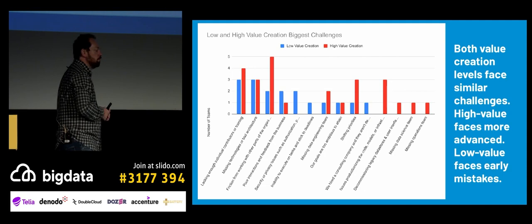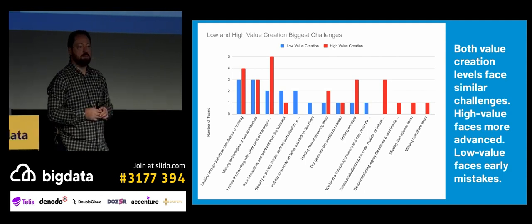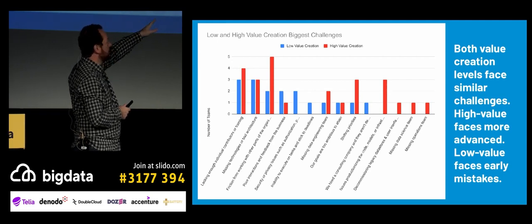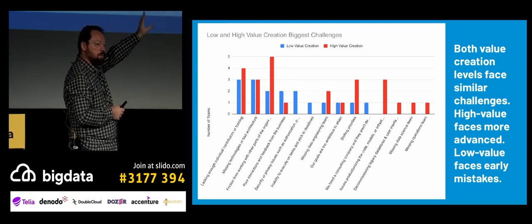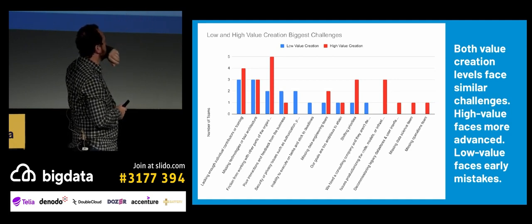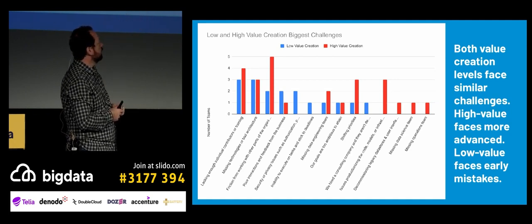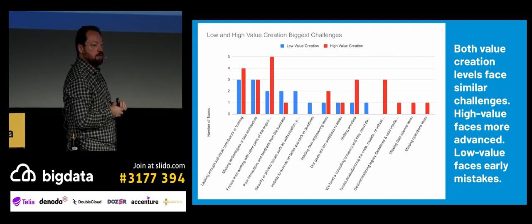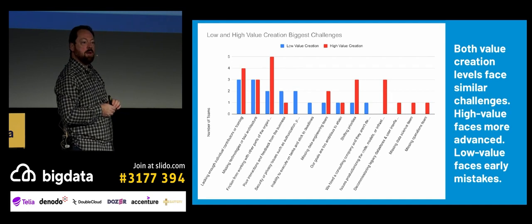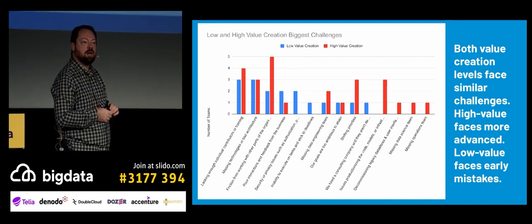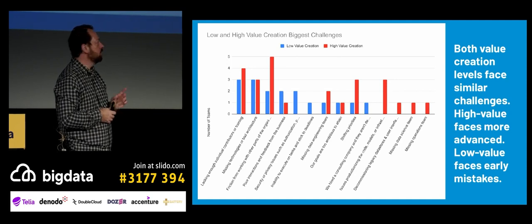So one of the important parts to this that I want people to understand and realize is that low value creation and high value creation teams both experience the same sort of problems. So the question was, what are the biggest challenges that you have? And I broke that down into the biggest challenges they faced. Well, guess what? They both faced the same sort of challenges. And we'll talk about why that was important in just a second.